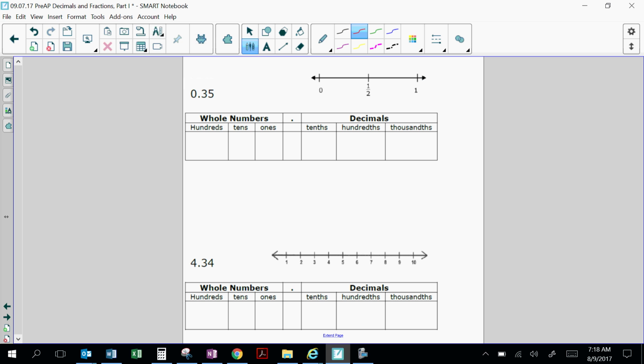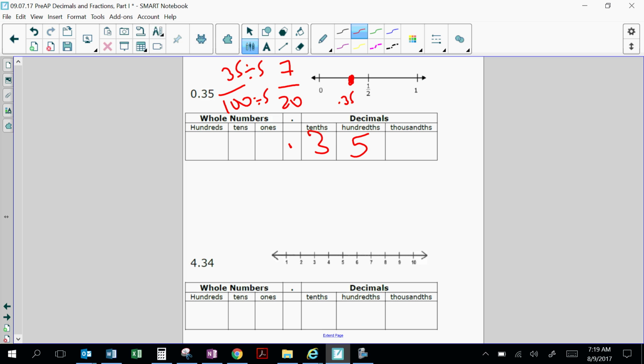Next example, 35. What place value? In the hundredths place. 35 hundredths. And where would you find 35 hundredths? Would it be a little less than half, which is 50 hundredths, or a little more? A little less. It goes right here. Can you simplify 35 hundredths, though? You can. What can I divide 35 and 100 by? By 5, I get 7/20th.